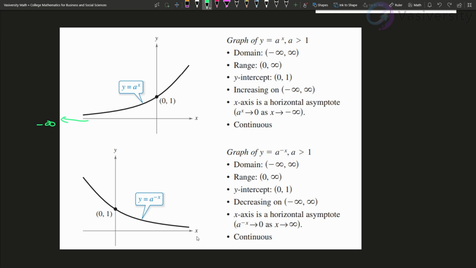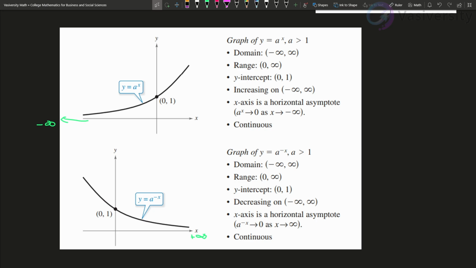And the x-axis is the horizontal asymptote as x approaches infinity, so here is positive infinity, this way. And it's also a continuous function, for the same reason as in the previous function. We can draw it without lifting our pen off the paper or plane. Okay, and now, of course, we can also do a translation of the function.